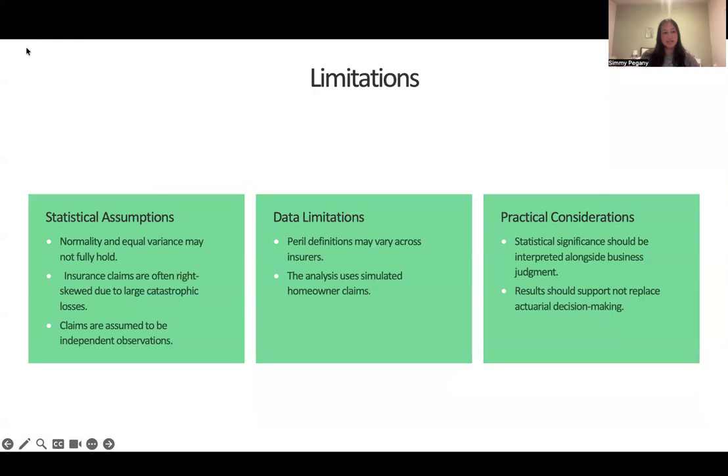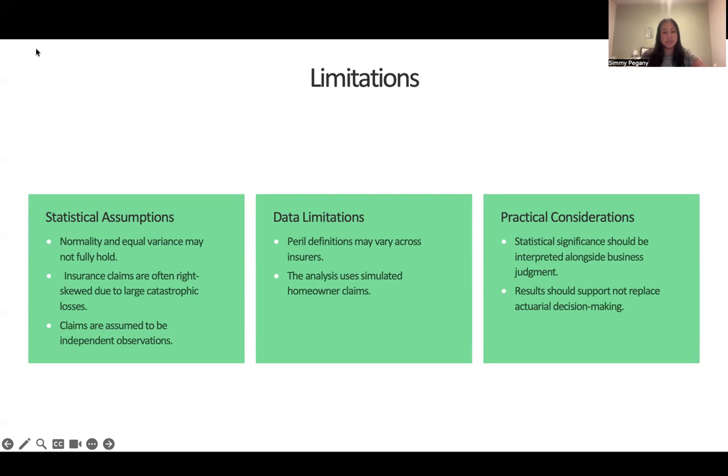Like any study, there are some limitations. We used simulated data, so real insurance claims may be different. We also made some statistical assumptions, such as normality, equal variance, and independent observations. Future studies could include additional states or real-world insurance data to see if these findings are consistent. Because of this, our results should be used to support business decisions, not replace professional judgment.